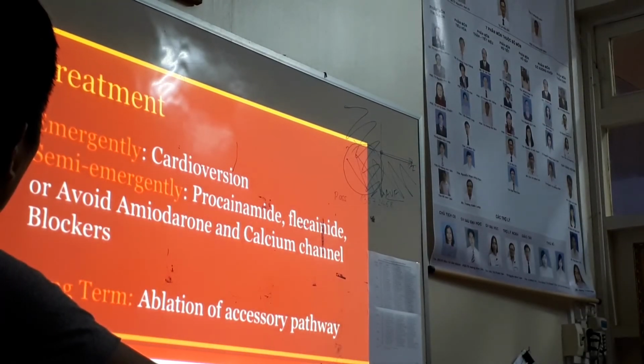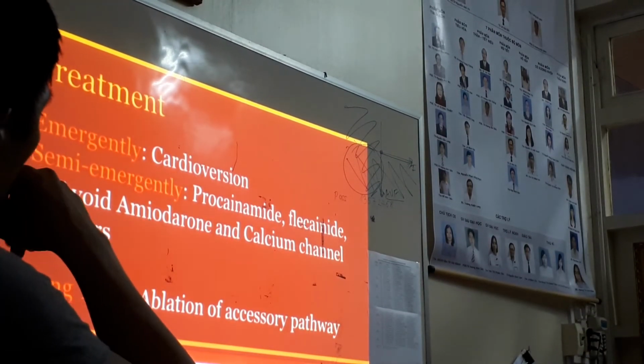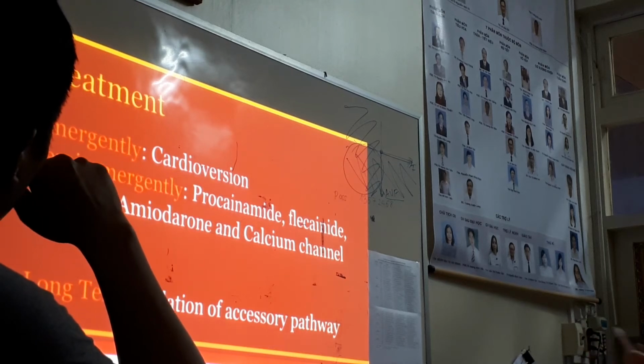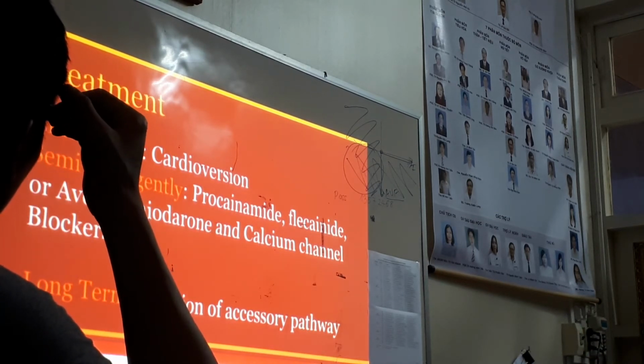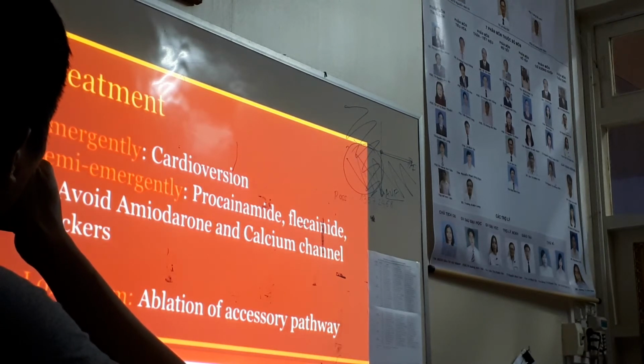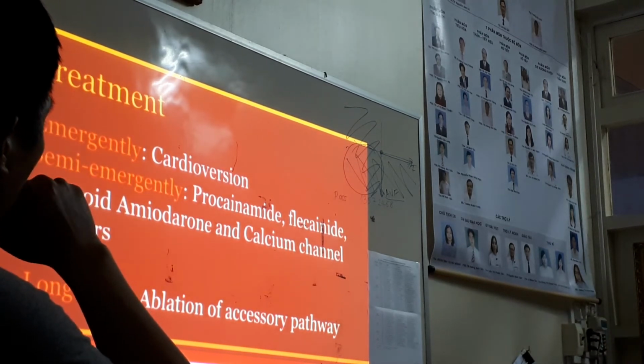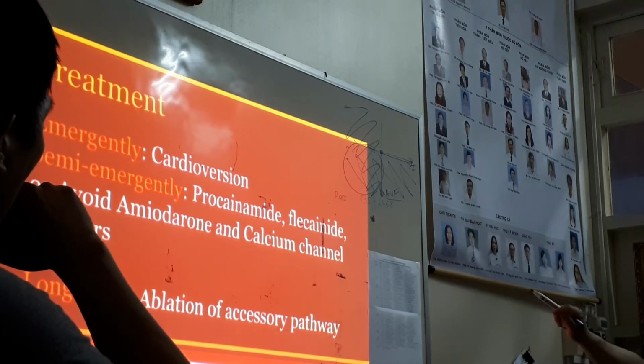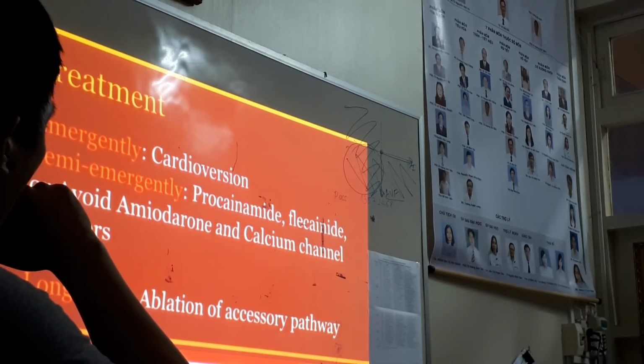So, in the emergent setting, the treatment is cardioversion. Semi-emergently, then you can give the medication. And long term, they need that bundle of Kent ablated, burned out. So, do you know, when we say emergent cardioversion, what is the indication? Why would it be emergent versus semi-emergent?